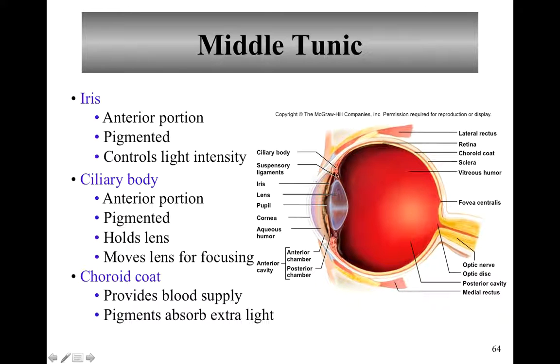The middle tunic has the iris. Here is the iris. It's pigmented and it controls the light intensity, as in it absorbs some of the light so you don't get all the light in your eye. Ciliary bodies, the anterior portion, pigmented, hold the lens. It also moves that lens so we can focus. And the choroid coat provides the blood supply, and the pigments in the choroid coat, it's right here, absorb that extra light also.